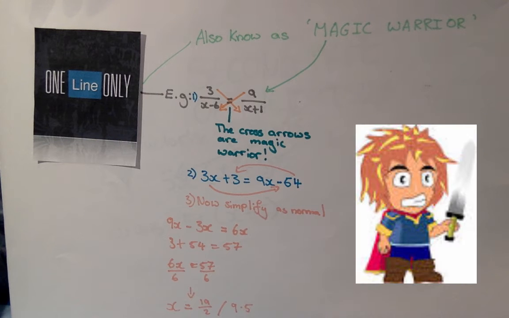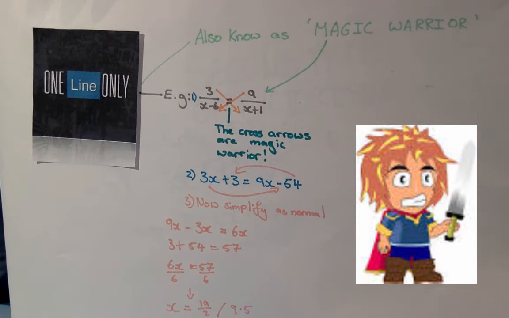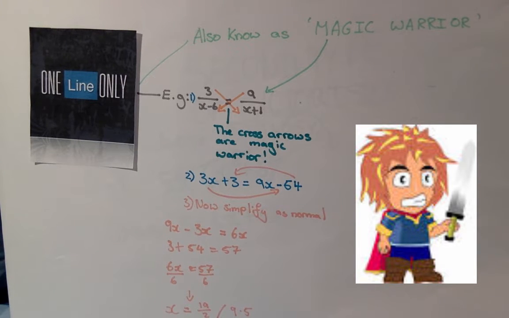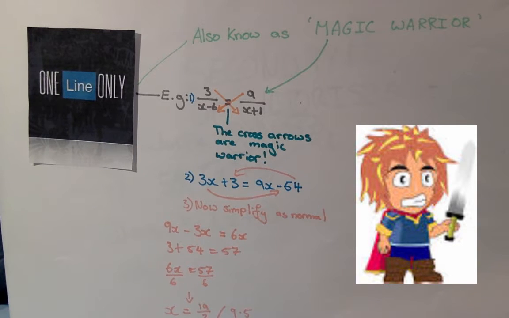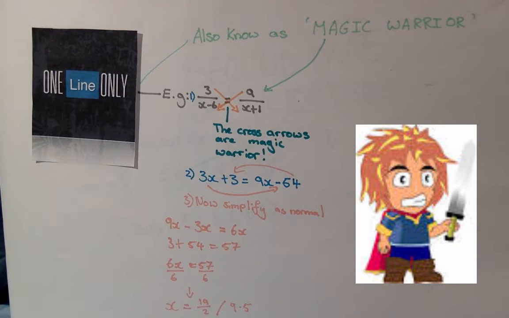Now, how do you do one line only, aka one night only, but we know it as one line only because it's algebra. But our example here is 3 over x minus 6, which then equals 9 over x plus 1. Now, we use a technique called Magic Warrior because there are two arrows crossing each other. So now our answer is 3x plus 3 equals 9x minus 54. Now it's one line, we can simplify as normal.